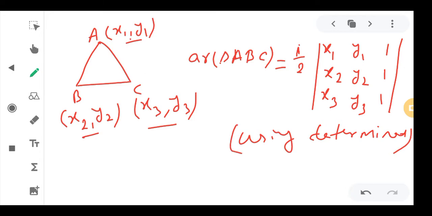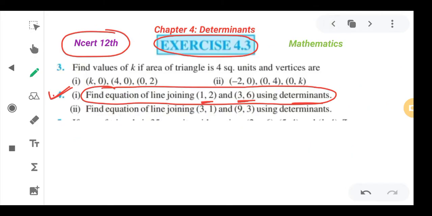So I will use this property or this theorem. If the coordinates of a triangle are given, then the area of the triangle will be half into the value of this determinant. The determinant will have the x coordinates in the first column, the y coordinates in the second column, and 1, 1, 1 in the third column. I am going to use this theorem in this question.